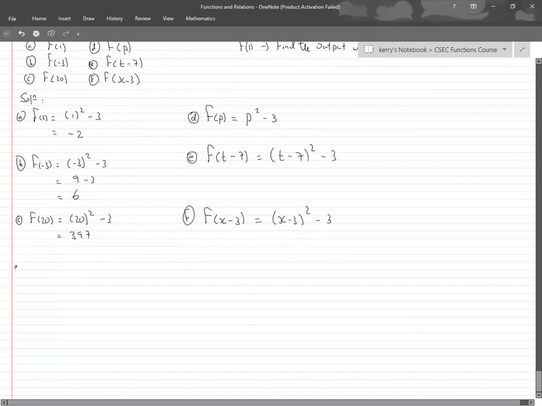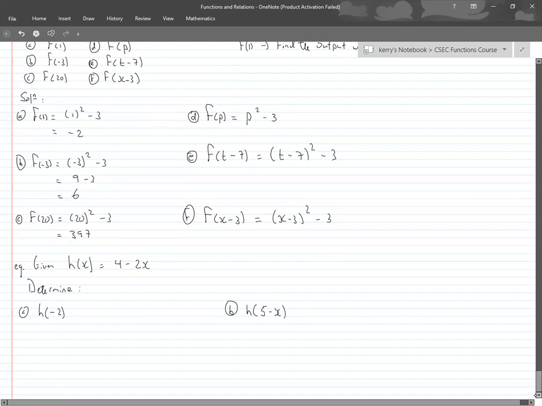Let's go again. Let's say, for example, given that h of x is equal to 4 minus 2x, determine a, h of negative 2, and b. Let's just do those for now, side by side. B is h of 5 minus x.